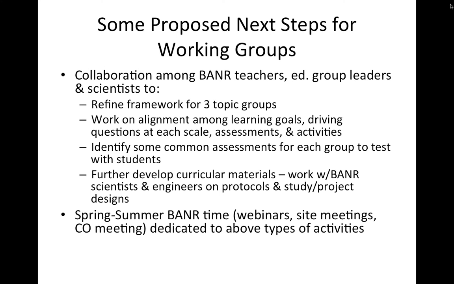And then we'll continue to develop the materials, working together with all the resources that we have on hand at BANR. Last summer and into the fall of 2004, we were set up so that we were providing presentations and different things at a lot of our meetings. Moving into the spring and summer, we'd like to really work with you to take the time that we have on BANR, these twice monthly webinars, site meetings, and working towards the summer meeting in Colorado, and think with you as groups about how we can take advantage of this time to work towards these activities.